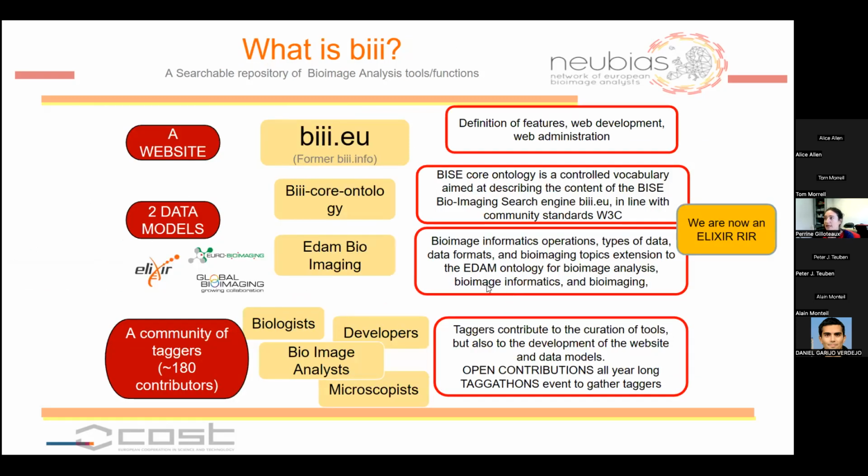Something which was behind BIII was, of course, a database which is exposed and fed through a website. Technically speaking, it's basically a Drupal website with some extensions. And then we have two data models. One which was driven by Alban Guignard. I don't know if you know him. I know Hervé knows him very well. Just to describe what a software is, and the second one to describe the kind of topic and operations that a software is doing.